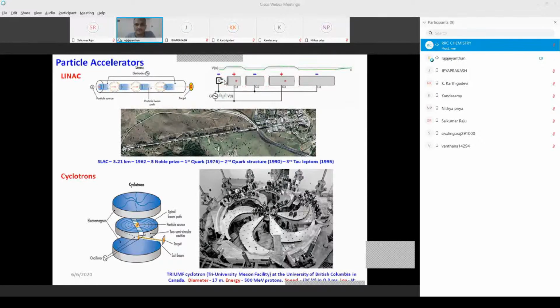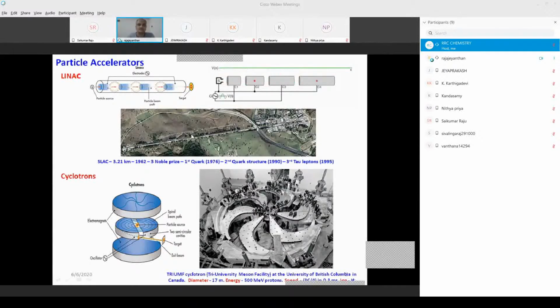For example, if you take this source as an electron source, when the electron is fired from the source gun, the electron will enter a positive channel, and immediately after entering the positive channel, the polarity of the channel will change to negative. By doing so, the particle tries to move out of this channel and reach the next positively charged channel. So the basic principle in the acceleration is that like charges repel each other and unlike charges attract each other. By using this principle, the electrons are accelerated in the linear accelerator.